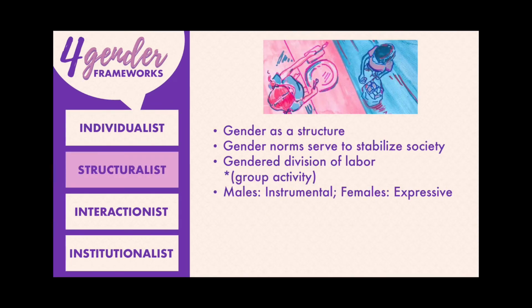The second gender framework, which elevates from an individual perspective of how gender is developed to a more social, more societal way of looking at how gender is understood, rationalized and justified, is the structuralist gender framework. The structuralist gender framework argues that gender is actually a social structure. So from a structural perspective, gender is something inherent in society that we have to align to, that we have to follow in order to have a stabilized society.